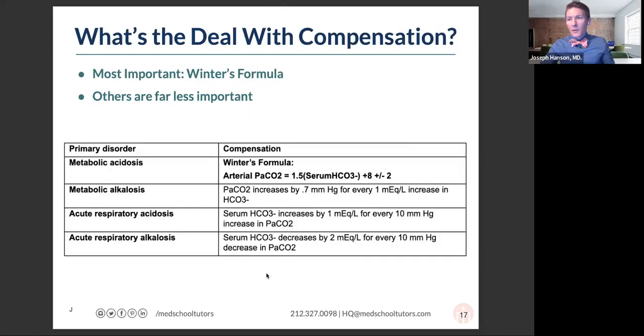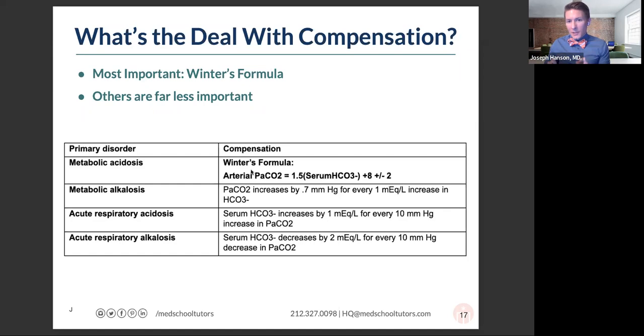All right, so let's go ahead and talk about compensation and how we should assess that. So now that we made the determination, is the bicarb high or low? Is the CO2 high or low? Which one of those is the driving force in our primary cause of some kind of acid or base problem? The next thing we got to do is look at the other one. So if we determine that we have a primary respiratory alkalosis, we got to go back and look at the metabolic side of the equation, the bicarb, to determine whether or not we have adequate compensation.